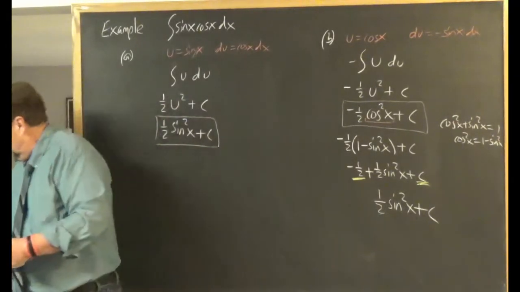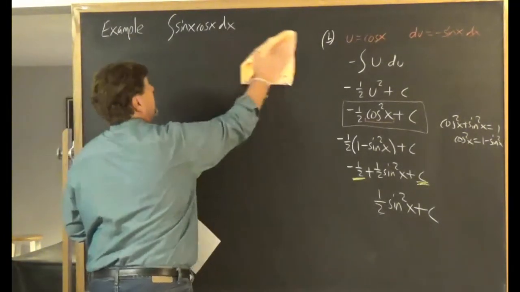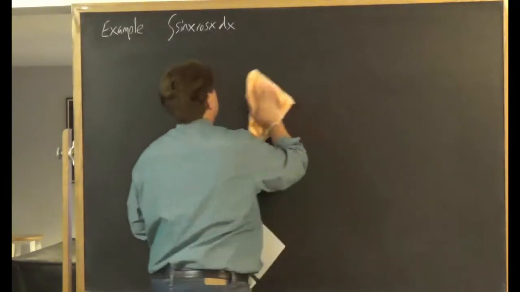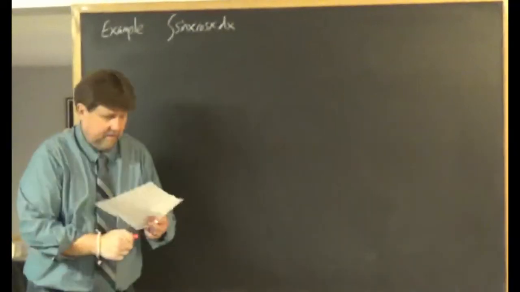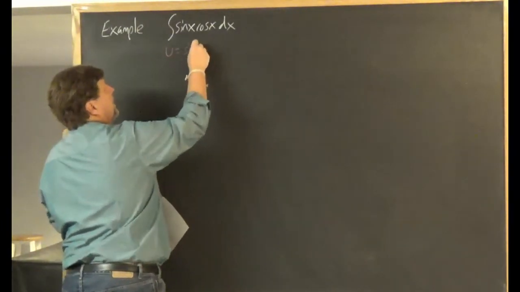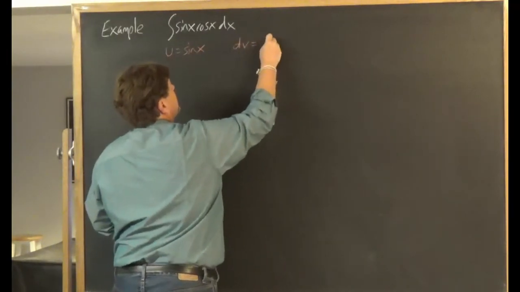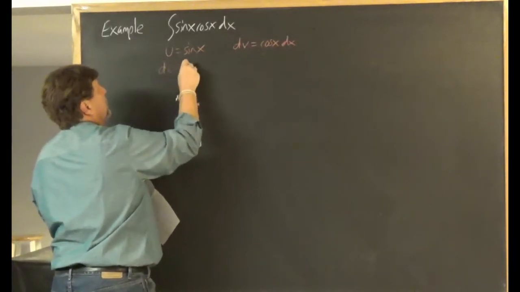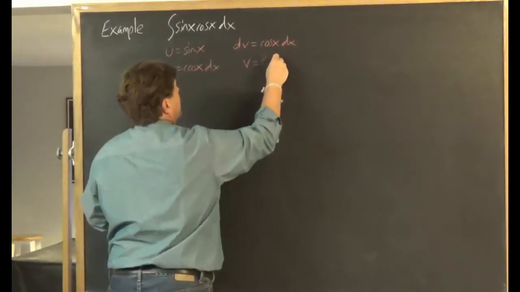Okay, part C. So let me erase this. Part C, I said evaluate that original integral by using integration by parts. Well, integration by parts, I'd look at it and I'd say, all right, I'll let u equal sine x, dv is cosine x dx, du is cosine x dx, and v is sine x.